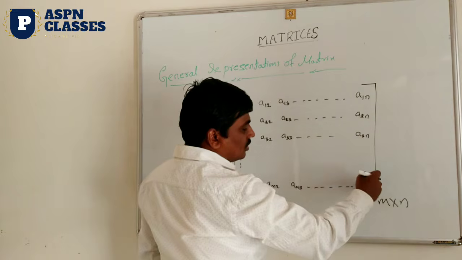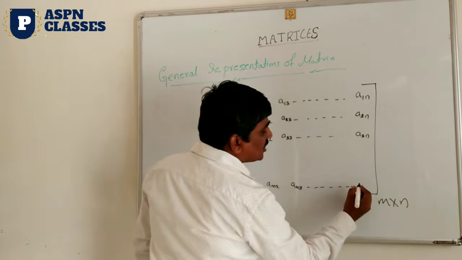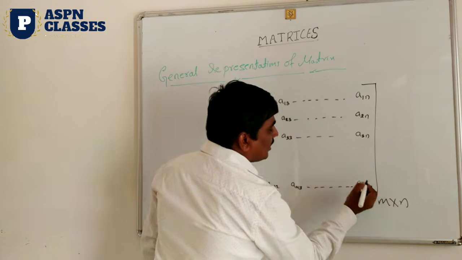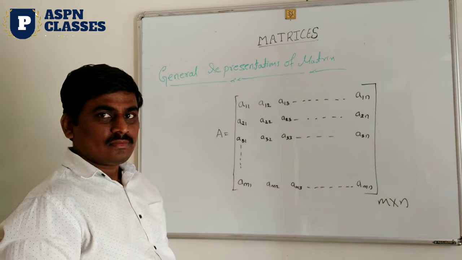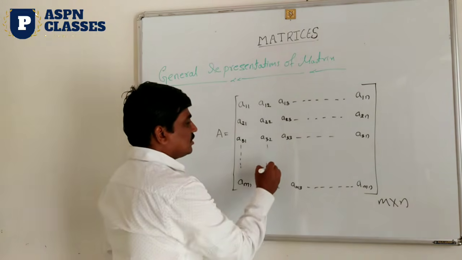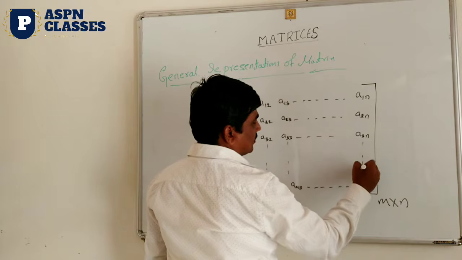What is the last number? Here the last column is N and the last row is M. It means AMN is the last element. So you have to write all the answers continuously.